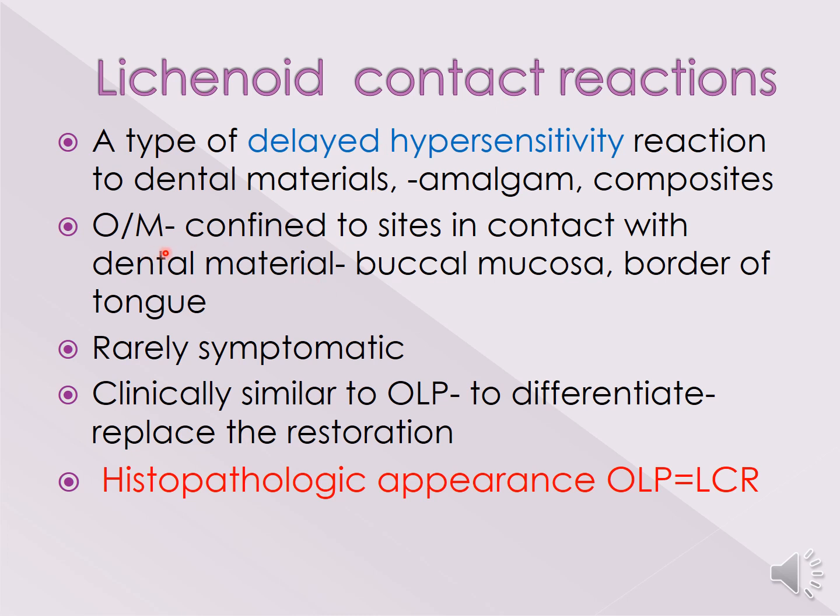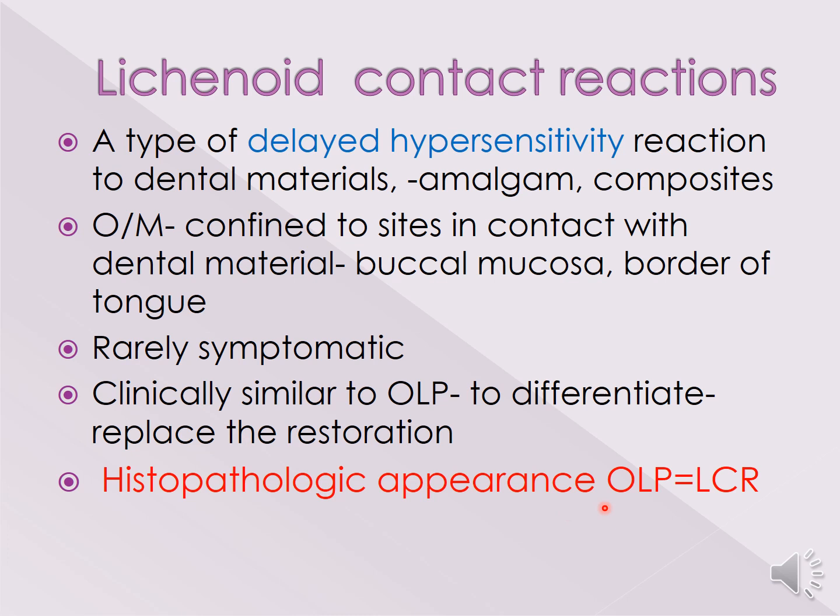The oral manifestation is generally confined to sites in contact with the dental material, usually the buccal mucosa or the border of the tongue, which is in contact with a restoration or a dental material. Rarely symptomatic. The clinical features are very similar to oral lichen planus, and it's very difficult to differentiate. The only method of differentiating is to replace that restoration and wait and see. When we replace it with another suitable restorative material, it might even take about 2 to 3 months for the lesion to subside.